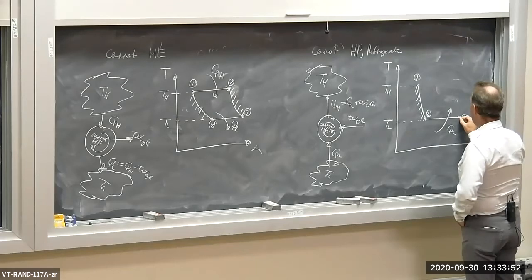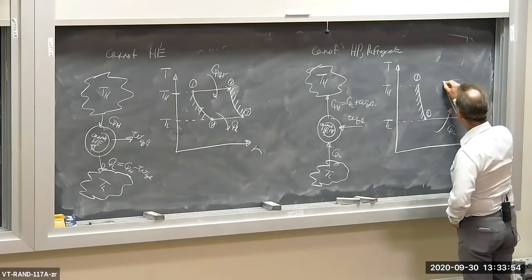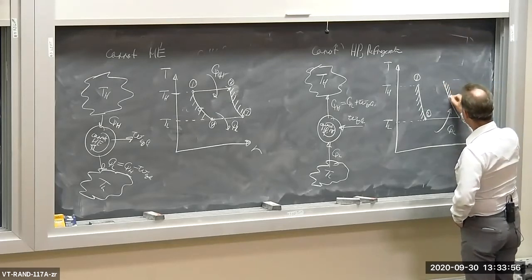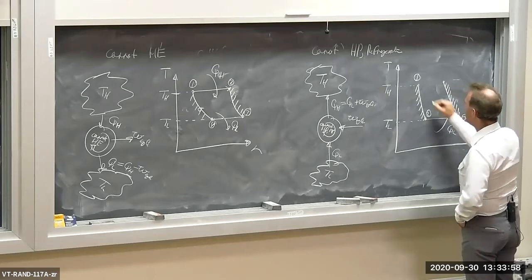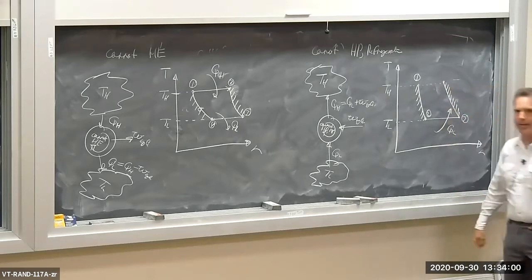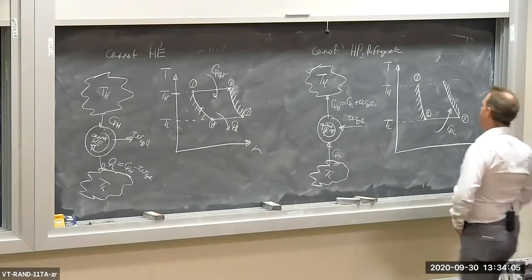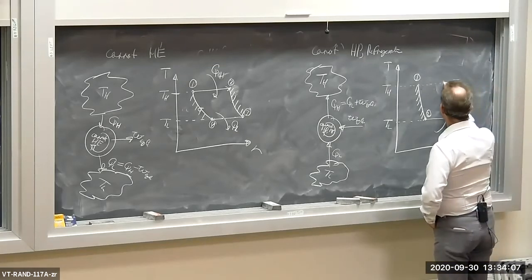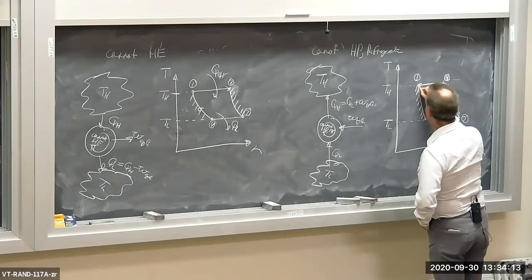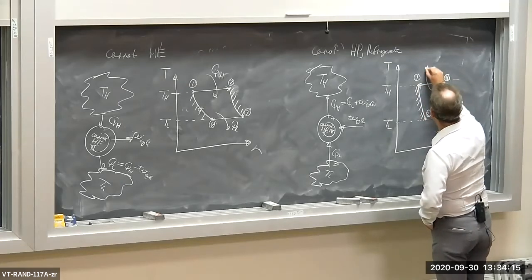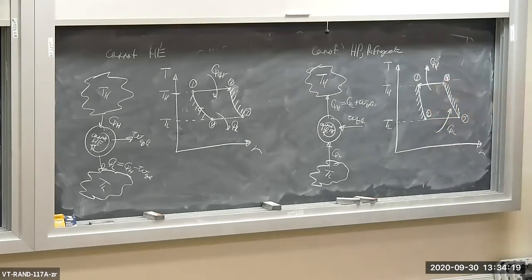Then we have adiabatic compression up to the high temperature reservoir temperature, TH. And then we finish off the cycle with isothermal compression, rejecting QH to the high temperature reservoir. Okay?